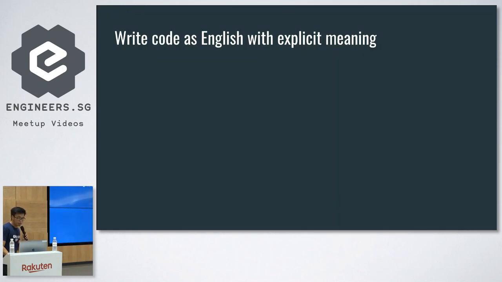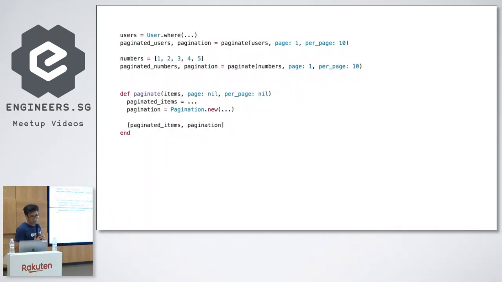I'm going to move on. Ruby gives us the capability to write code that reads like English. I can say here it's a capability. You can choose to do it or not. So let's give an example of this.